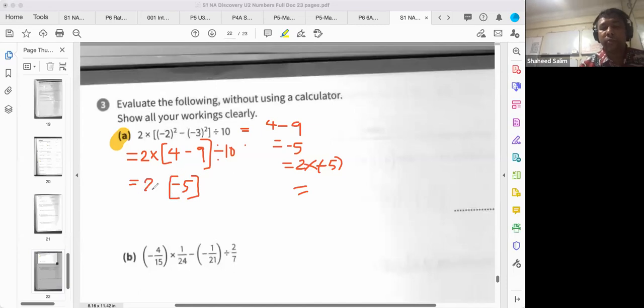Copy this. 2 times 5 divided by 10. So 2 times 5, 2 times 5 is 10, right? Minus 10 divided by 10. 10 divided by 10 is 1. Minus divided by plus is minus. Congratulations, Ms. Carissa. Okay, -1. -1. So now we go to the next one. Are you all okay now? Okay.